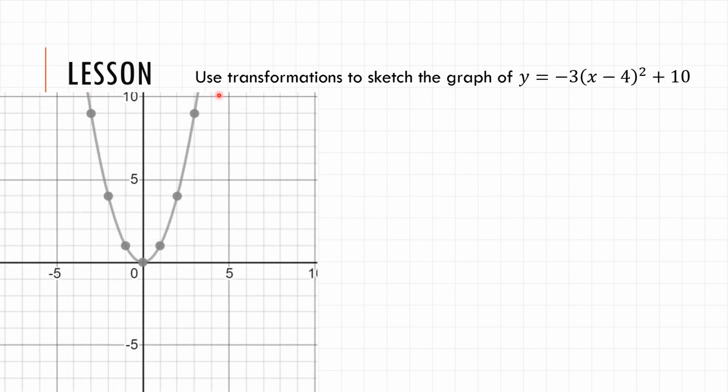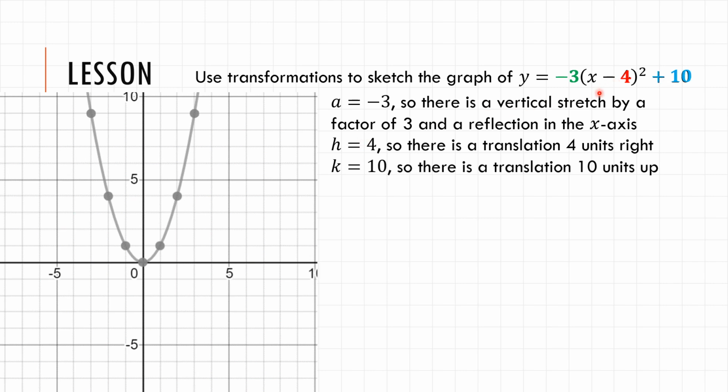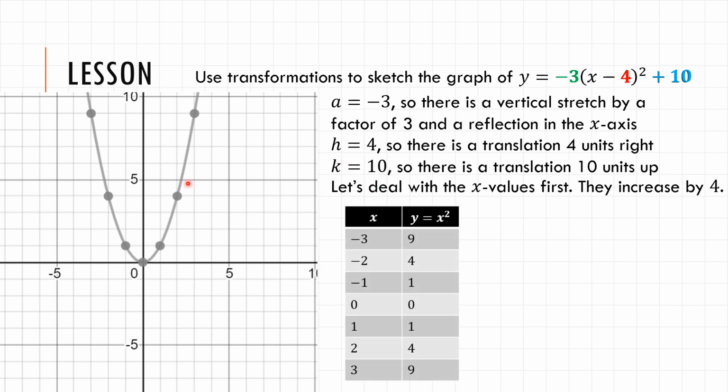This is the quadratic y equals x squared, your basic parent quadratic. The a value here is -3. The h value is 4. The k value is 10. This is the same quadratic we just looked at. Okay, but now we're going to graph all of the points, find out all of their new locations. The first thing I'm going to deal with is the x values. So all of the x values increase by 4, because h is the only variable that affects x. A and k, they affect the y coordinates. So these are my current x values and y values.